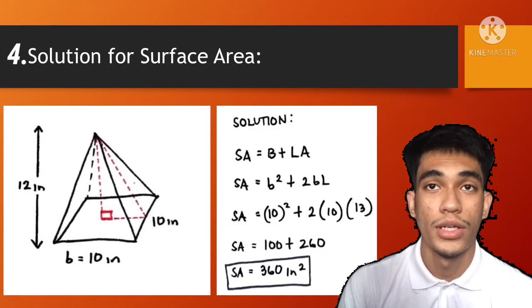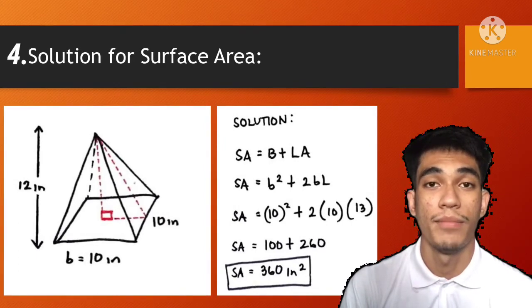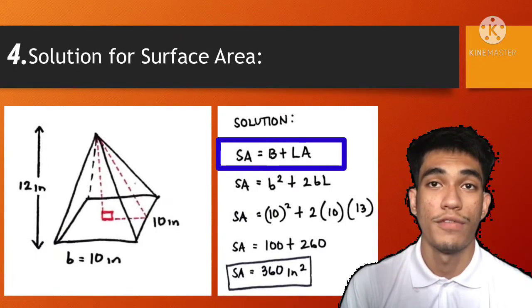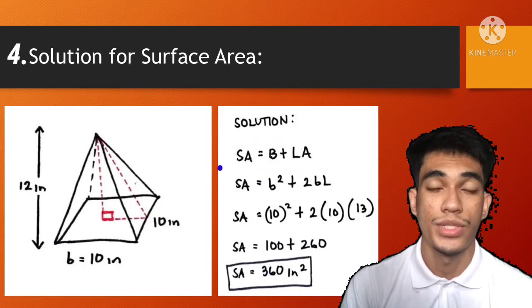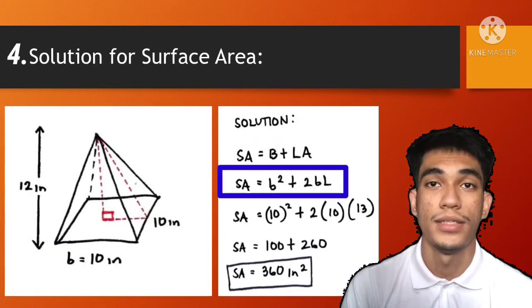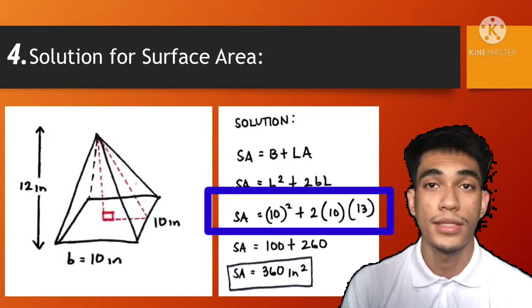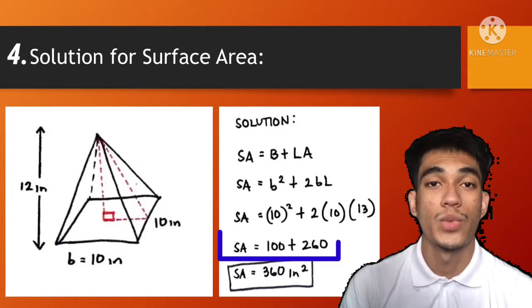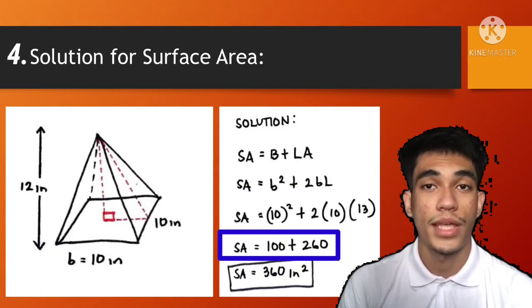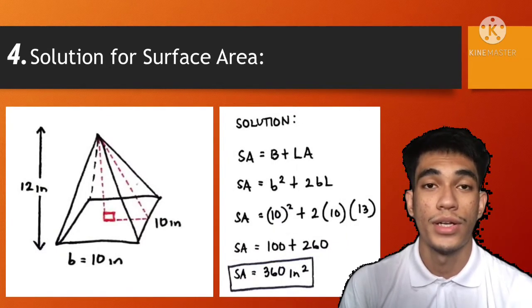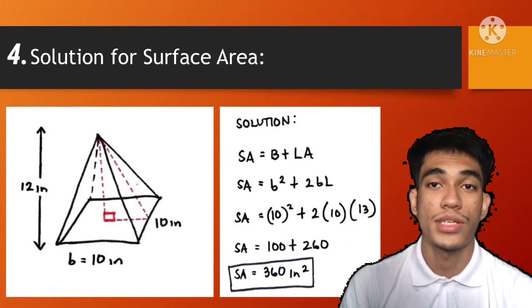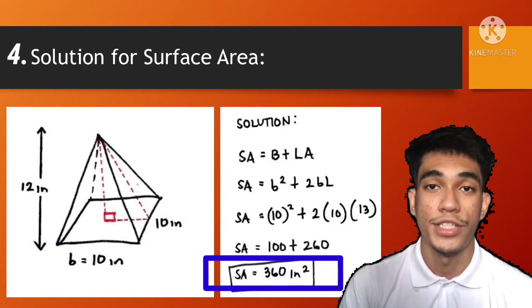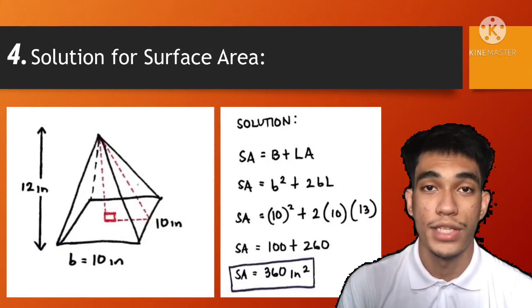And then number 4, the last thing we need for this problem is to calculate the surface area. The surface area is the area of the base plus the lateral area, which is B squared plus 2BL. So B squared is 10 squared plus 2 times 10 times 13. 10 squared is 100, and we know that 2 times 10 times 13 is our lateral area, which is 260, giving us a total surface area of 360 square inches. So that's the surface area of this figure.